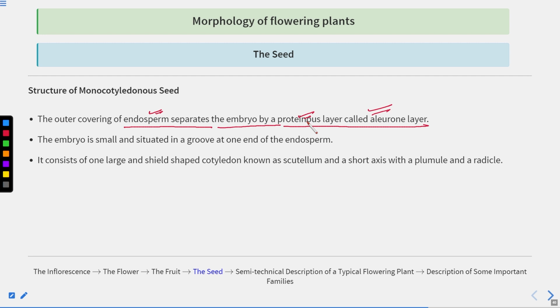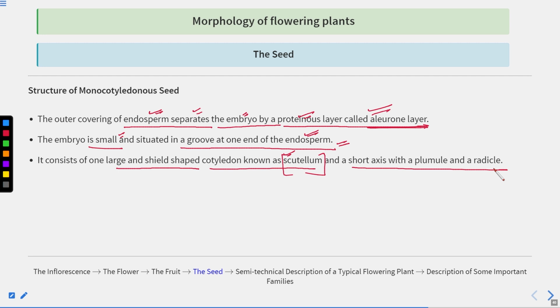And when you see the internal structure, you see the endosperm gets separated from the embryo by a proteinaceous layer that is called aleurone layer. The embryo is small and situated in a groove at the end of the endosperm, and it consists of one large shield shaped cotyledon known as scutellum. So the cotyledon of this endospermic seed, or you can say the monocotyledonous seed, is a scutellum, and a short axis with the plumule and radicle.